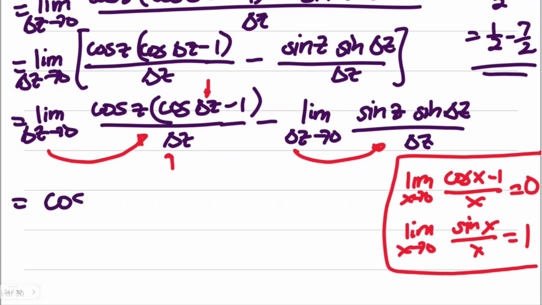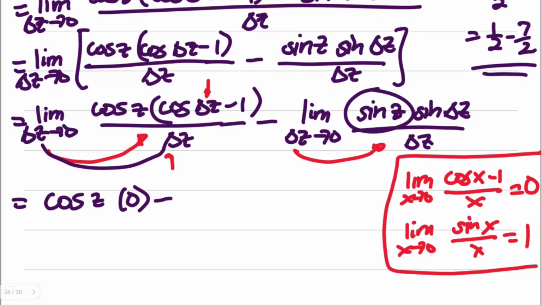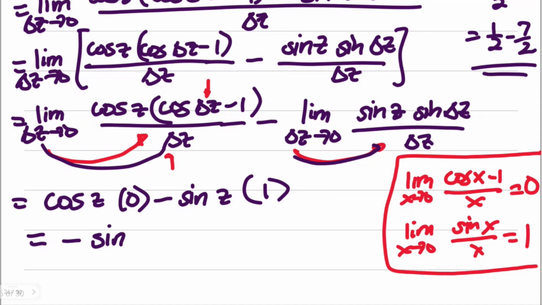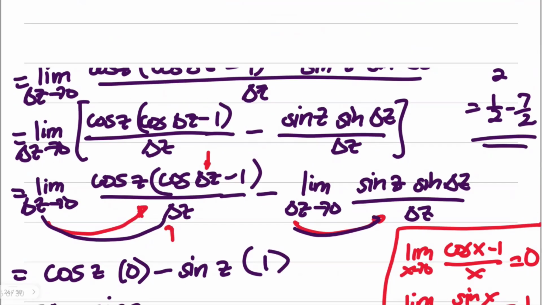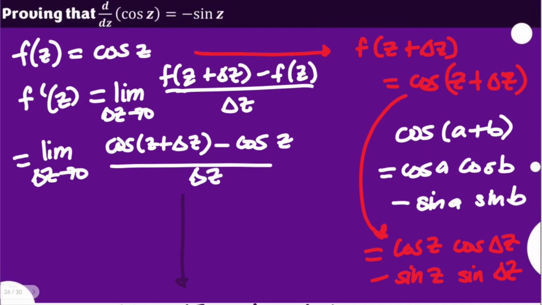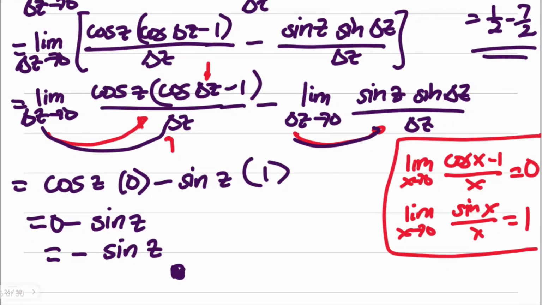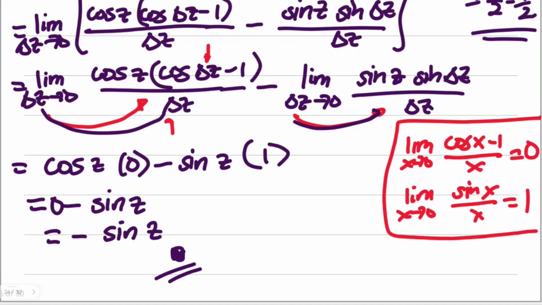So we have here cosine z, and the limit of that is just actually equal to 0. Minus, you will have this item here, sine z, together with this, times 1, which will give us negative sine of z, or 0 minus sine z, or again, negative sine of z. This shows that the derivative of the given function cosine z is equal to negative sine z after all of these processes. This is now the reason why we can use it in some situations later on.